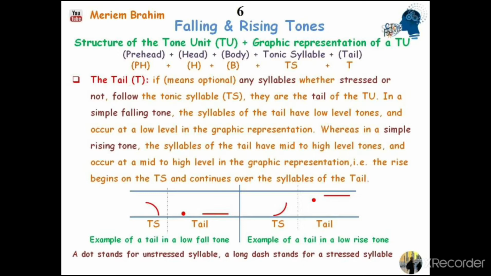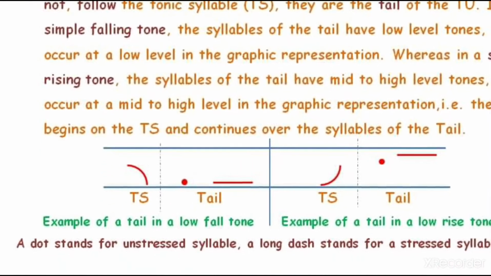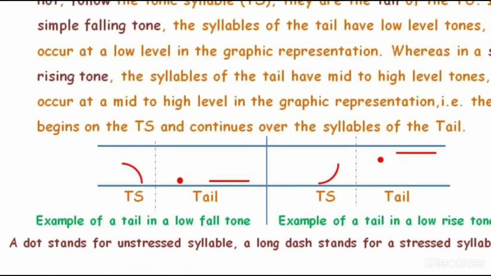So the rise begins in the TS and continues over the syllables of the tail. We look to the graphic representation of a tail. Here we have two tone units. We have the two parallel lines, and we just show the TS and what comes after it. We have not shown the other elements.